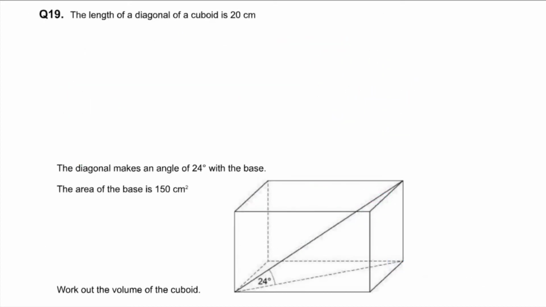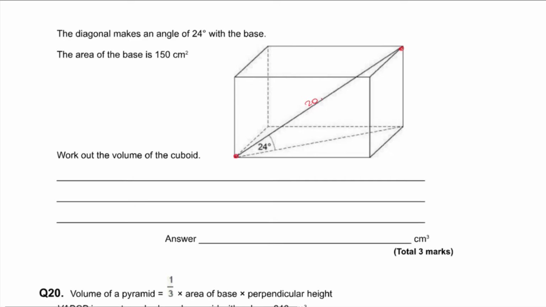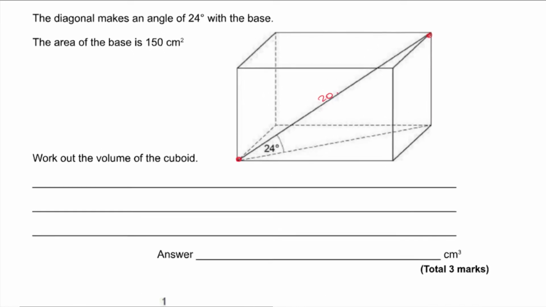Question 19, the length of the diagonal of a cuboid is 20 centimeters. Now here's an example again where there's information in the question that's not on the diagram. So always read it through and add it to the diagram as you go along. The length of the diagonal, that's the long line going from one corner to the opposite corner. So that is 20 along there.